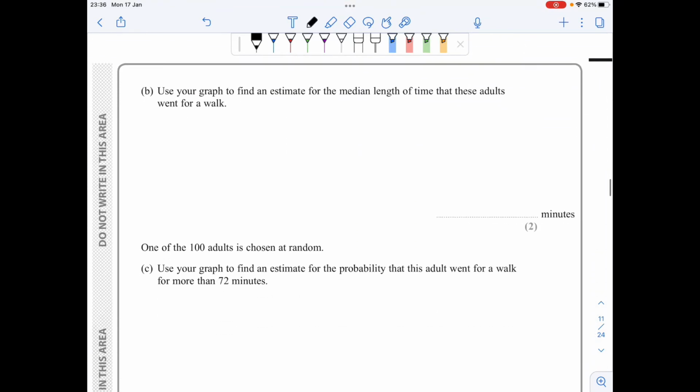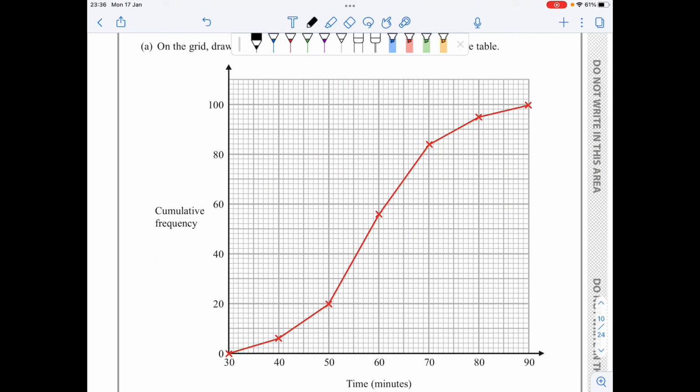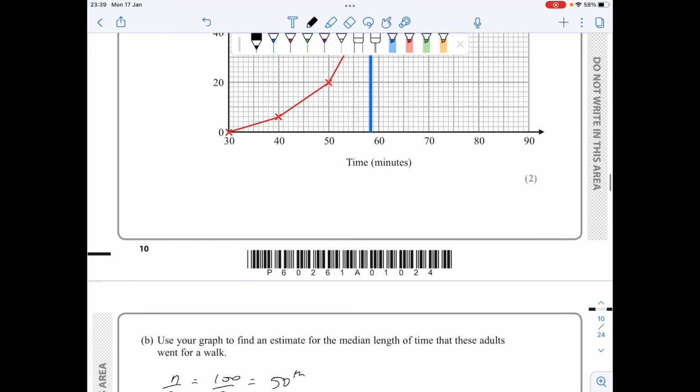In part B, I need to find an estimate for the median. So I'll start by calculating n/2. This is 100/2. So I need the 50th observation. So going to my graph, I will locate 50 on the cumulative frequency axis, the vertical axis, and find the corresponding time from the x-axis. And the answer comes out to be about 58.